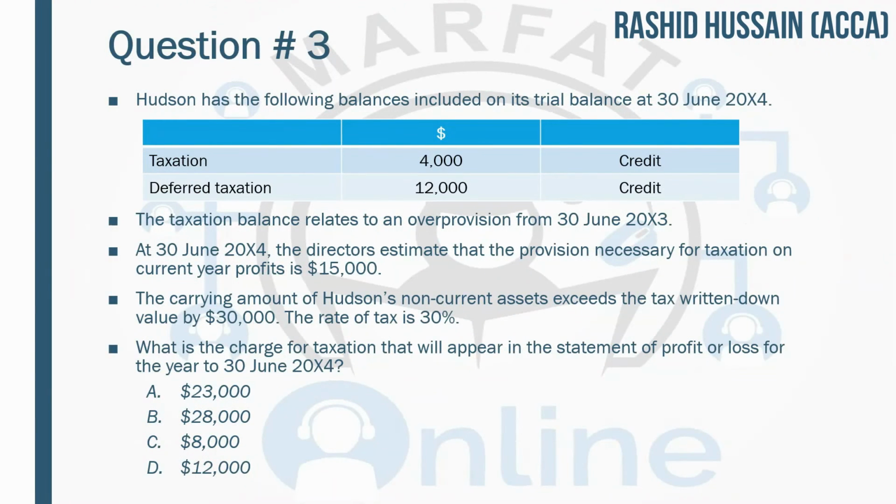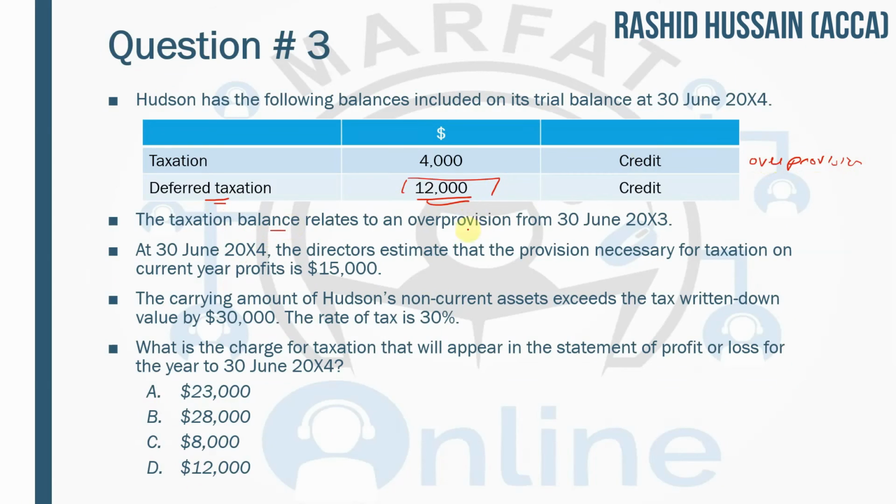Now we have question number 3. Hudson has the following balances included on its trial balance at 30th June 20x4. Right. So you have the taxation, and see there is a credit balance which represents over provision. And then there is deferred taxation, which is the opening balance, and the opening deferred tax is 12,000.